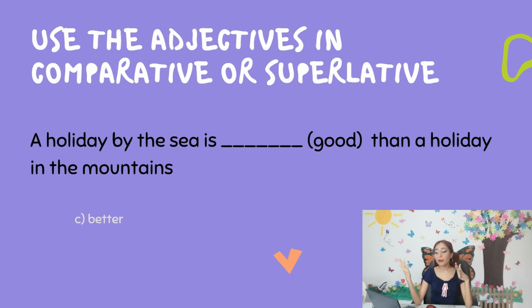done. Remember that good is an irregular adjective, so in this case you need to remember better, the best, or for example, bad, that is worse, worst. You need to remember this. Better is the comparative way to use good into a comparative adjective.